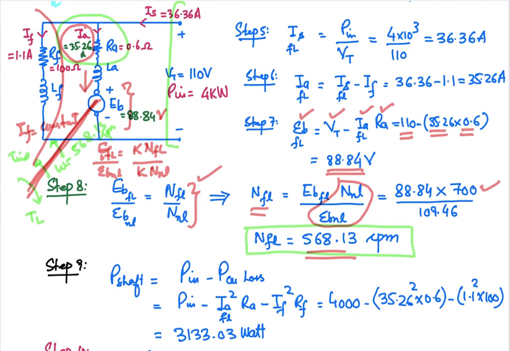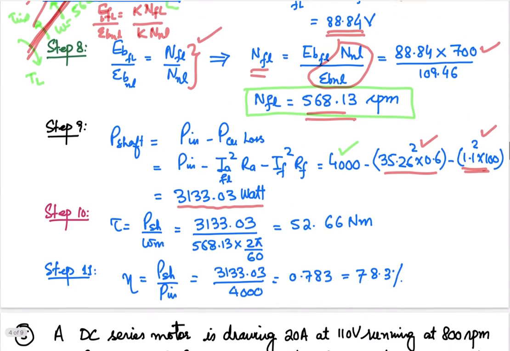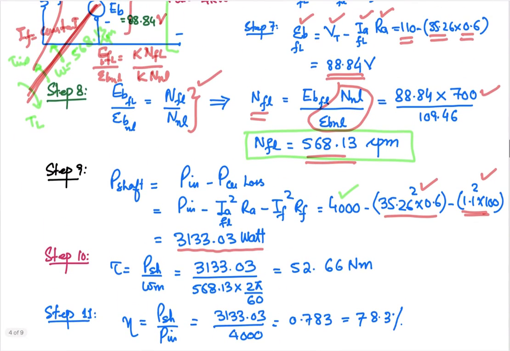So input power, and then these are the losses in the armature winding, and these are the losses in the field winding. So this is the power which is available, 3133 watt, that will be converted into the mechanical form over here. Now you can look at the torque. Torque is defined as the ratio of the power and the speed, because you know that the mechanical power is T into omega. So the torque is equal to P over omega.